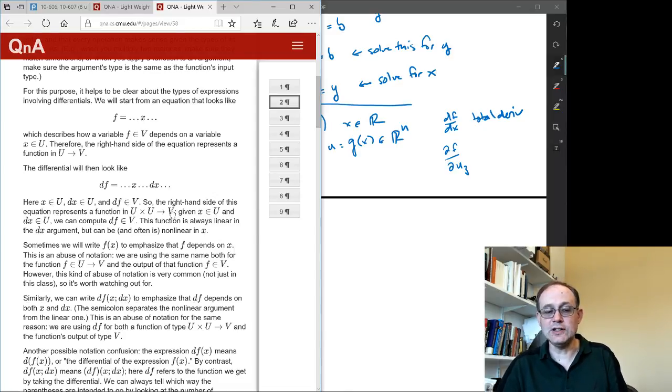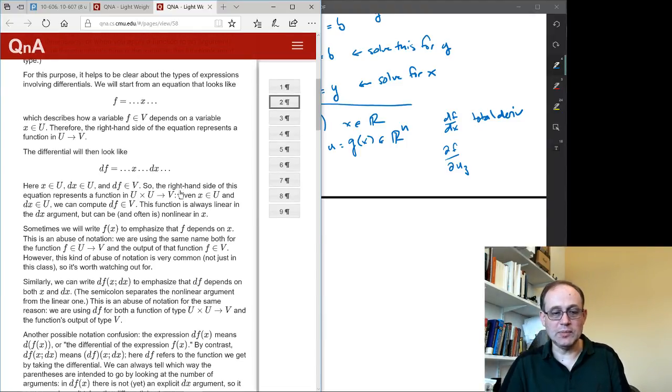And because it's a Taylor series, it's going to be linear in the dx argument, but it can be, and it typically is, nonlinear in the x argument. All right. So that's the first thing for type checking, right? If we have a function from U to V, then its differential is going to be a function from U cross U to V, because it'll take x and it'll also take a new argument, dx, representing the change in x.